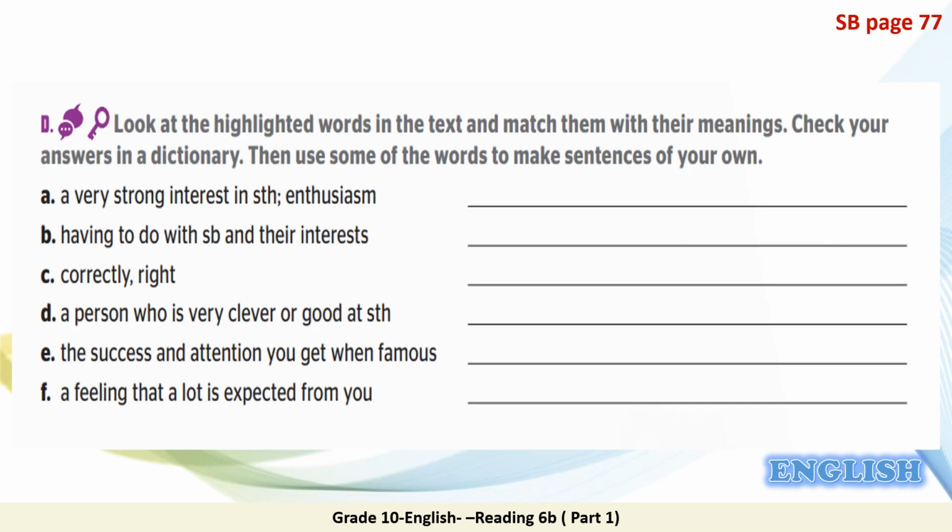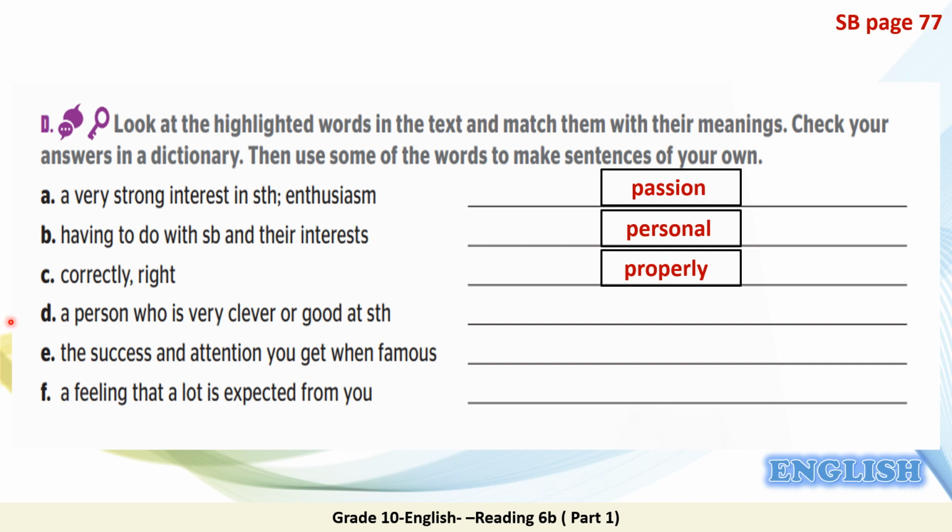So let's fill in the gaps. As you can see here, a very strong interest in something. Enthusiasm means passion. Well done, everyone. B, having to do with somebody and their interest means yes, personal. C, correctly or right means yes, properly. D, a person who is very clever or good at something means?